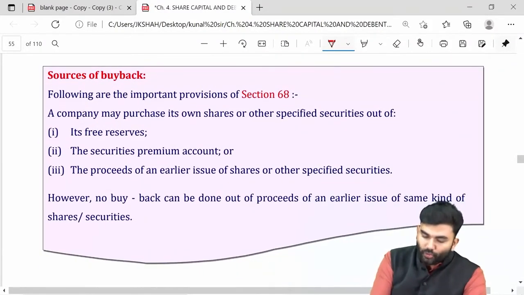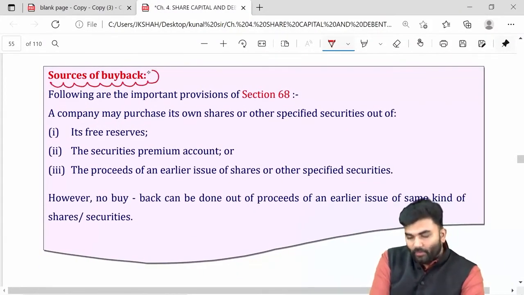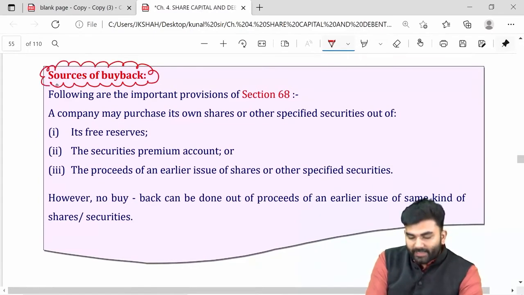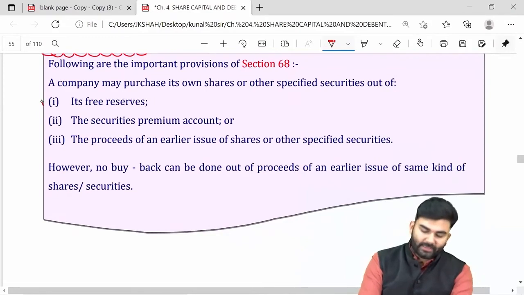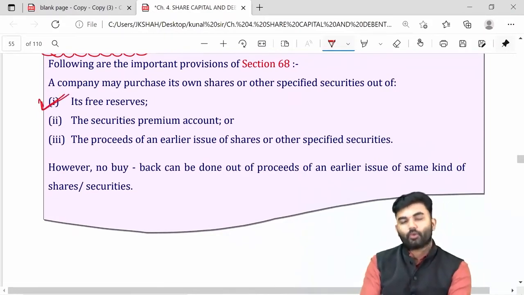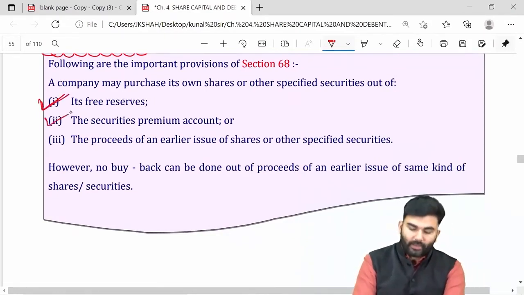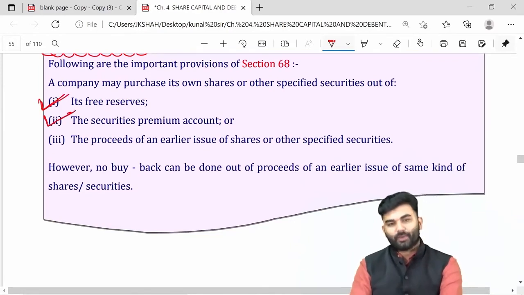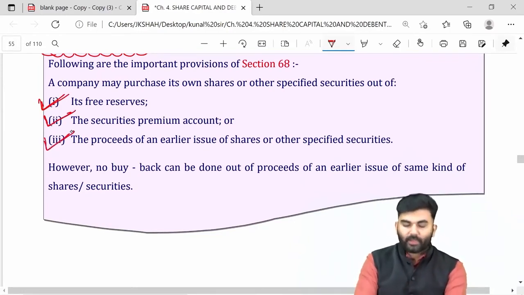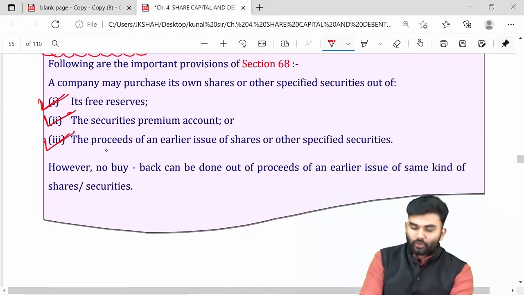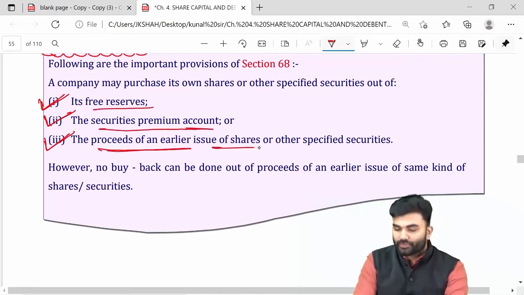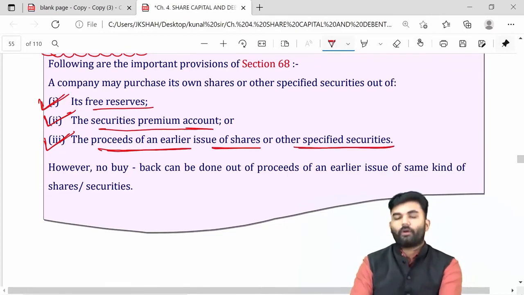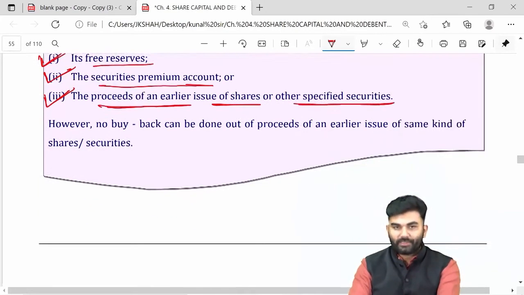Whenever the company goes for a buyback, what are the sources of buyback? The company can utilize the funds from which account? The lawmaker over here says that the company can go for a buyback through its free reserves, or the company can utilize its securities premium account, or the company can go for buyback through the proceeds of an earlier issue of shares or earlier issue of some other specified securities.